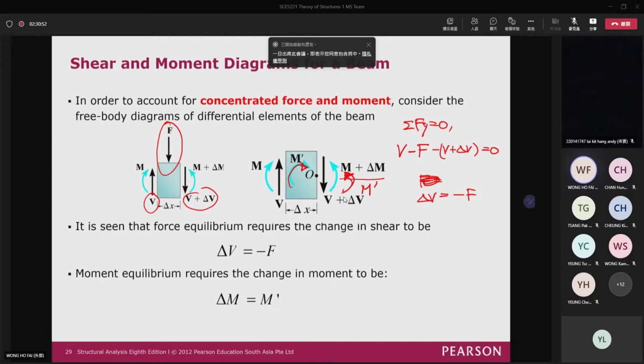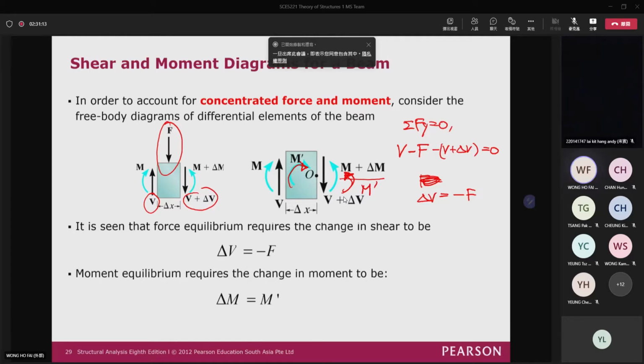So this one actually is quite straightforward. And then we can take a look at the way how to draw the shear force and the bending moment diagram without using a function of shear force and the bending moment. For here, I ask you to draw the shear and then the moment diagram for the beam.